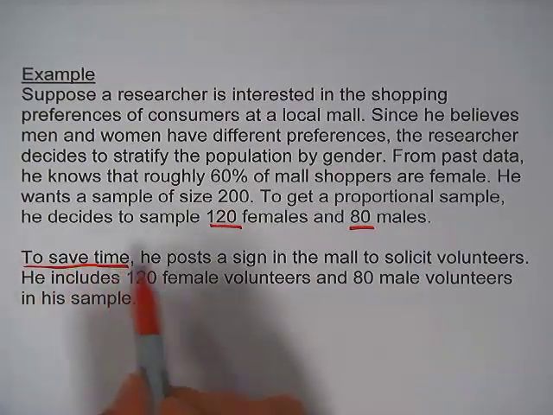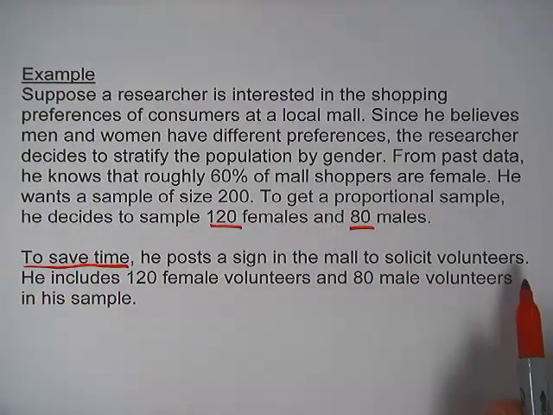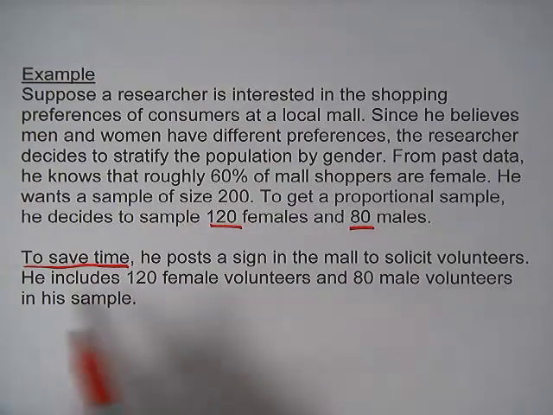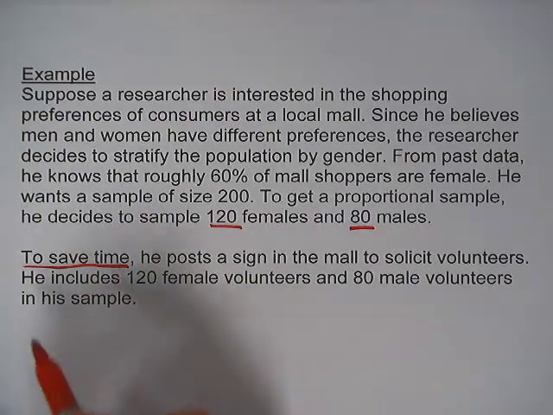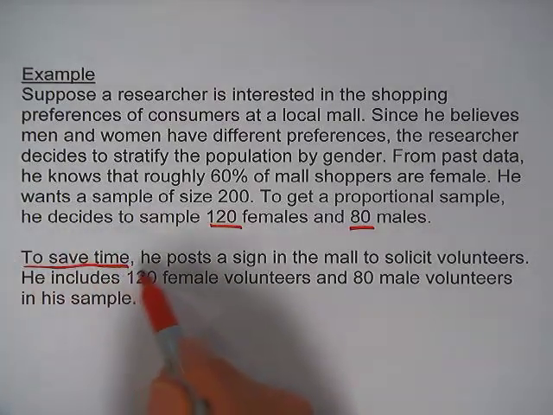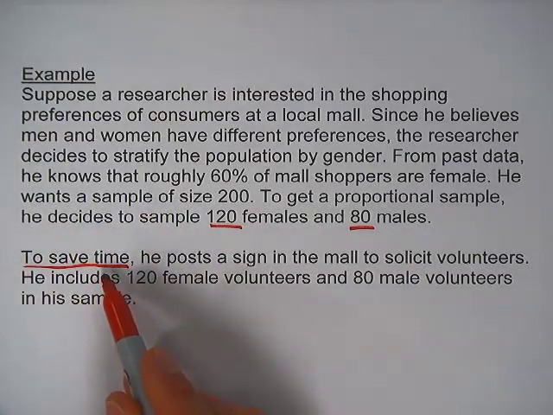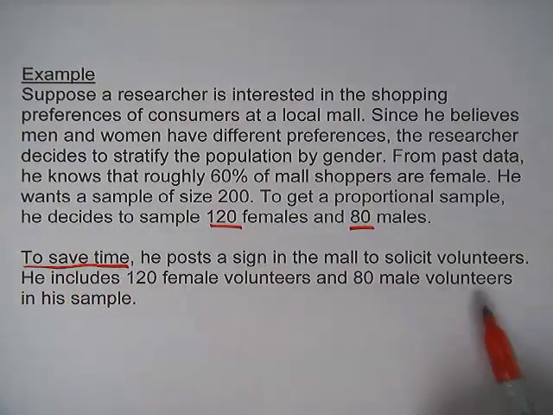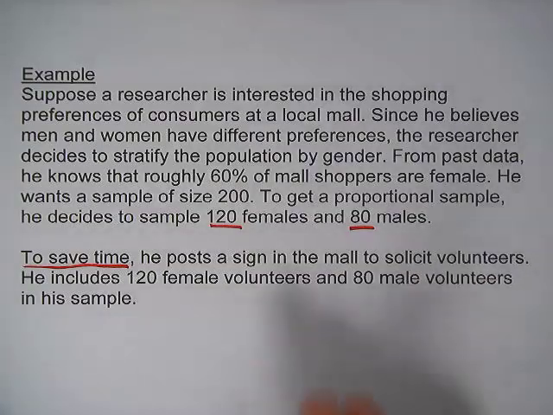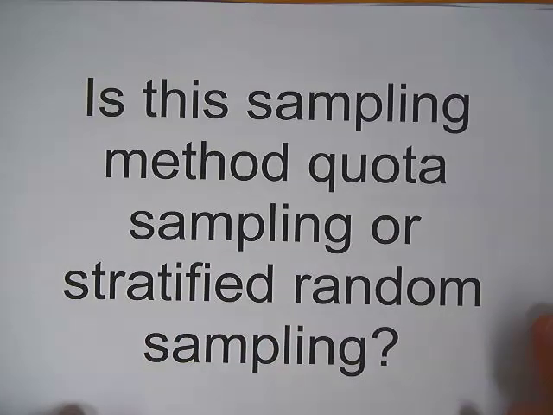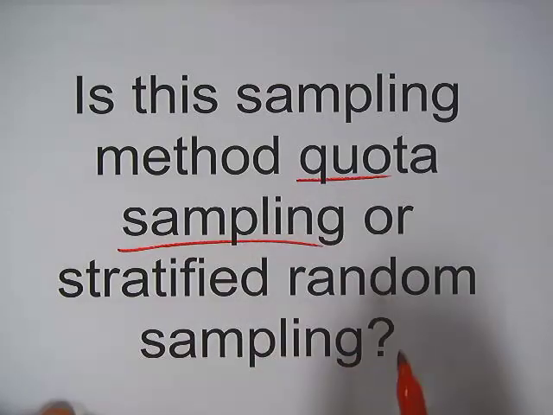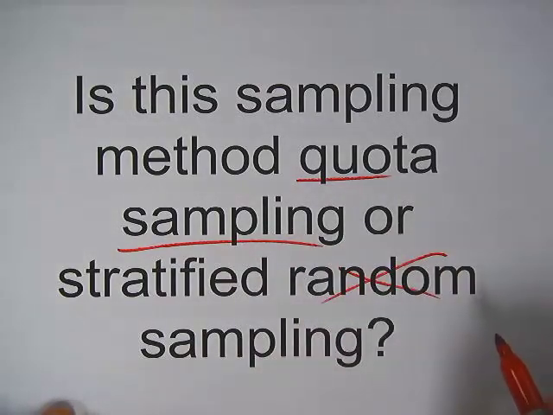To save time, he posts a sign in the mall to solicit volunteers. He includes 120 female volunteers and 80 male volunteers in his sample. Okay, so again, to save time, because quota sampling is easier than stratified random sampling, he just includes volunteers instead of getting a random sample. Okay, so is this sampling method quota or stratified random sampling? Well, of course, it is quota sampling because we did not take a random sample.